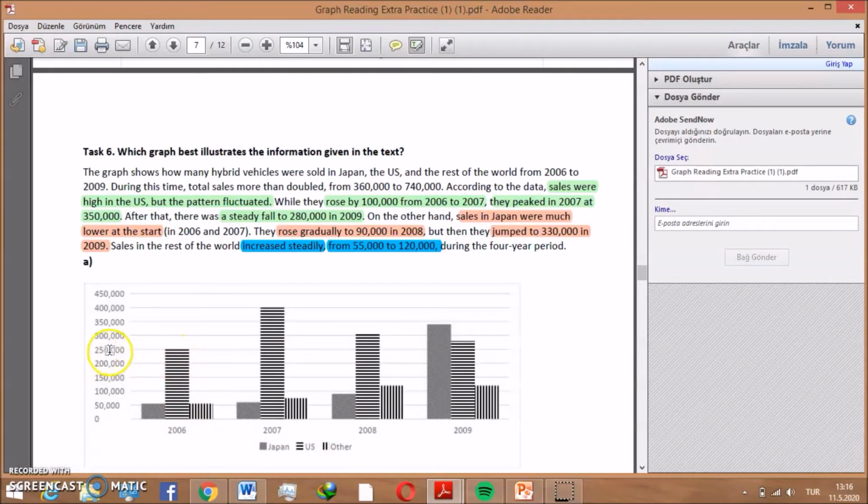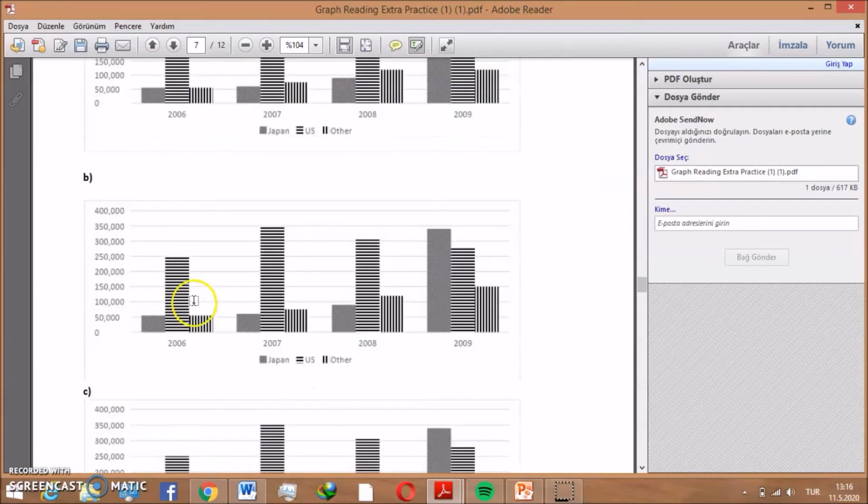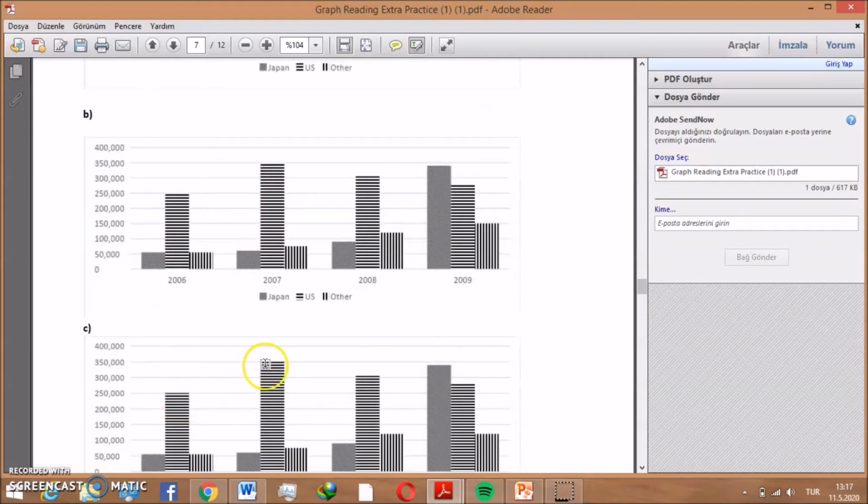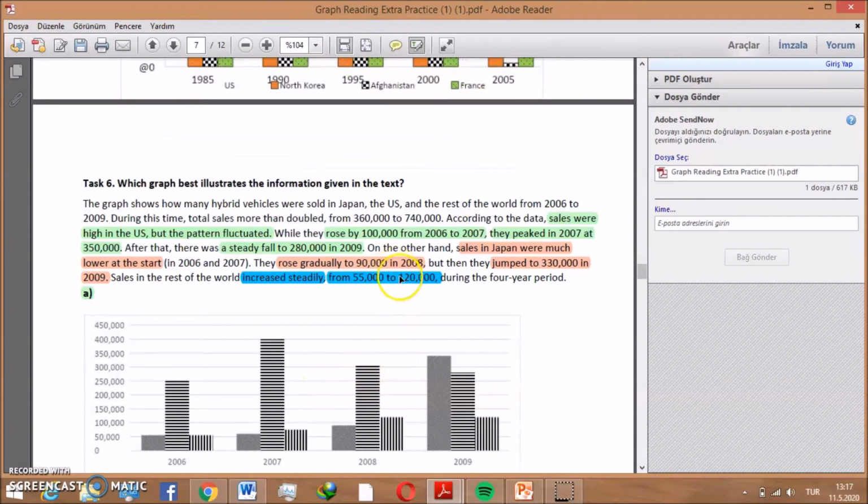It is this number here, but in 2007, it is this. By means the difference between these numbers. The difference is 150,000, but it should be 100,000. That's why A cannot be our answer. So let's check this. This is 250, this is 350. It means yes, the difference is 100,000 because there is by there. And again, this is also 100. It means B and C can be our options.